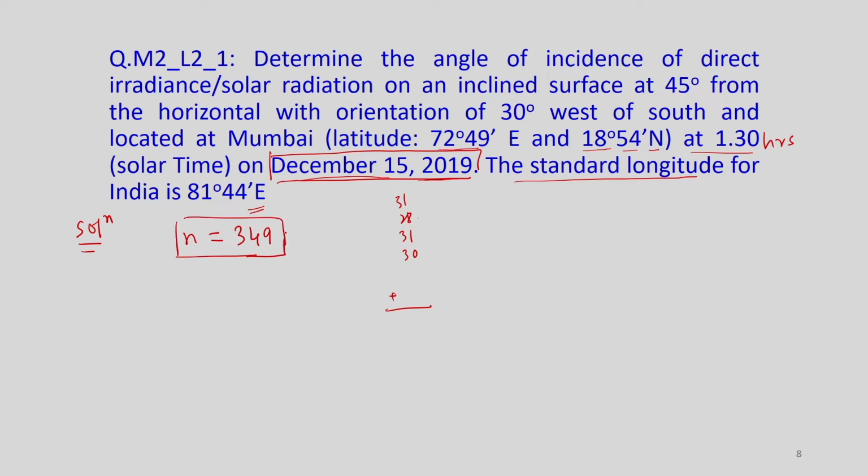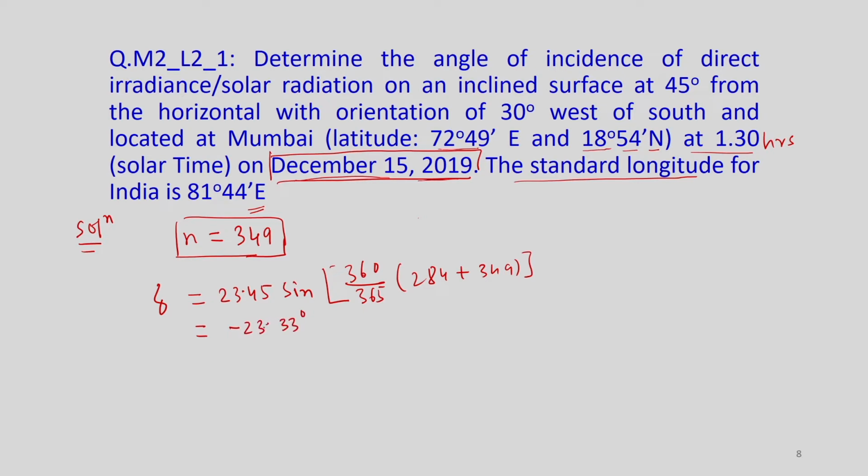Okay. So, once we know n, then we can calculate the declination delta. Declination angle is 23.45 times sine of 360 by 365, then 284 plus 349. Okay. So, this value we can calculate, and this is found to be minus 23.33 degrees. Okay. So, declination we can find out here.